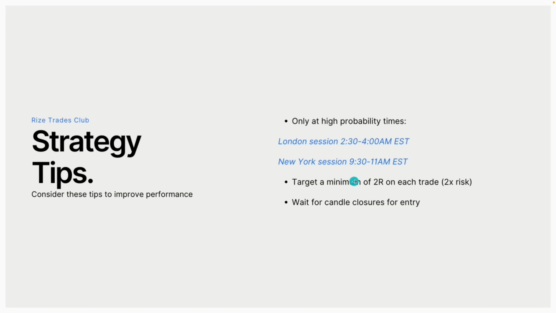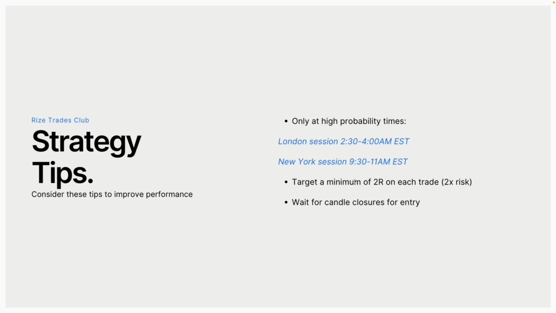So focus on trading at only high probability times of day. London session 2:30 till 4 AM gives you that 90-minute window. New York session 9:30 till 11 AM gives you that 90-minute window. This is all you need to become consistently profitable. Choose one of these sessions or trade both of them. It doesn't matter. We trade both of them live in the Discord every single day.